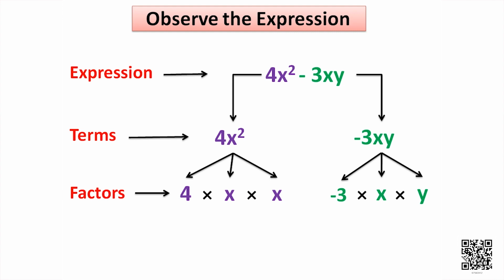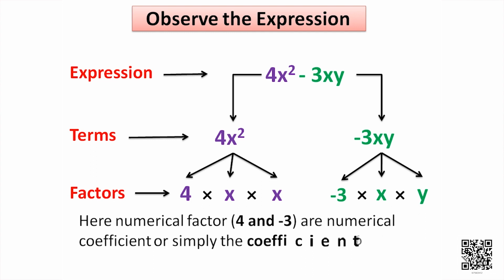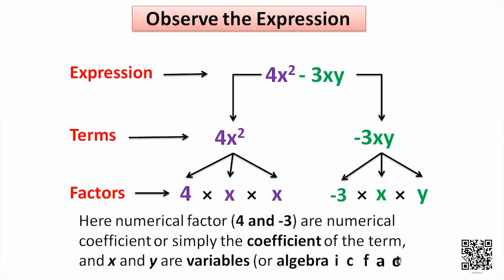So here we can see the numerical factors 4 and minus 3 are the numerical coefficients, or simply we can say the coefficient of the term. Numerical factors are 4 and minus 3, the coefficients, okay, and x and y are variables, or in other words algebraic factors. So this is the expression which we have seen in terms of terms and factors.